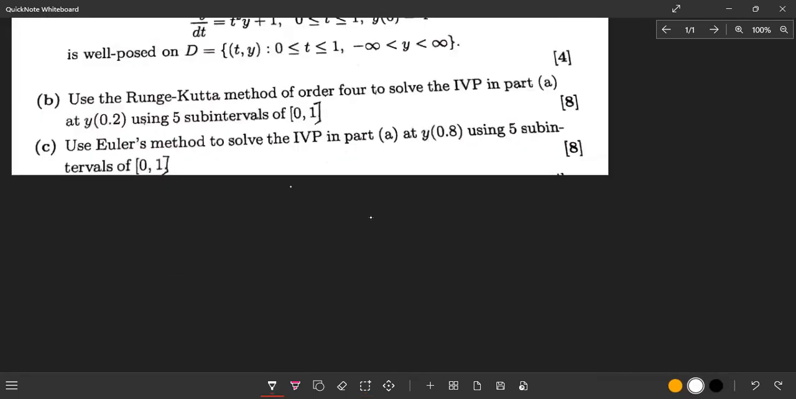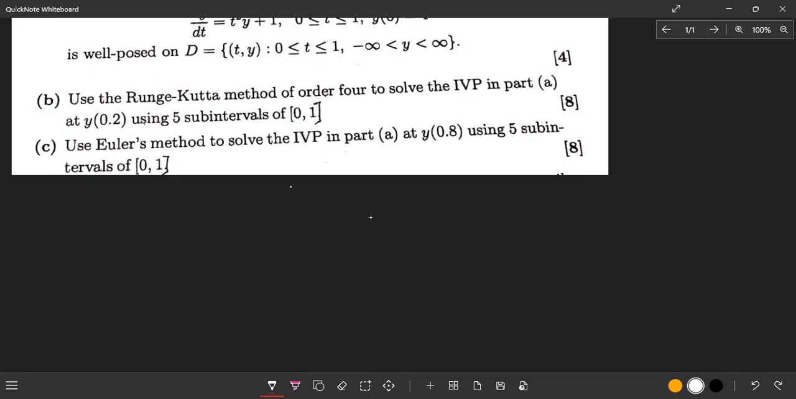So the next part says use the Runge Kutta method of order 4 to solve the IVP in part A at y of 0.2. So we're trying to evaluate this at t equal to 0.2, and we are given the subintervals equal to 5.